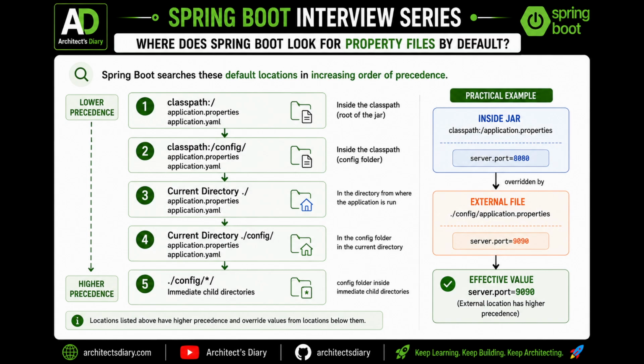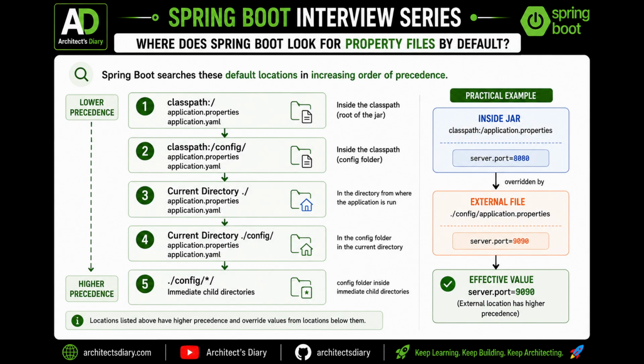First, it looks at the root location of the classpath. Next, it looks inside the config directory of the classpath. After that, it checks the current directory from which the application is started. Then it checks the config directory under the current directory. It also checks the immediate child directories under the external config directories.